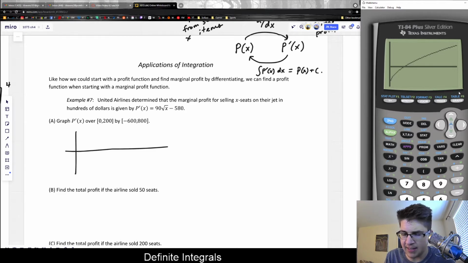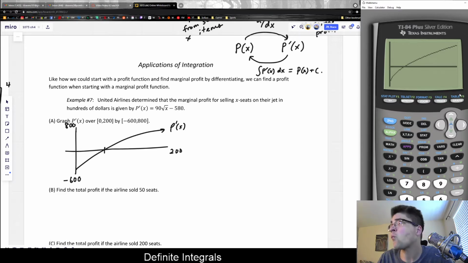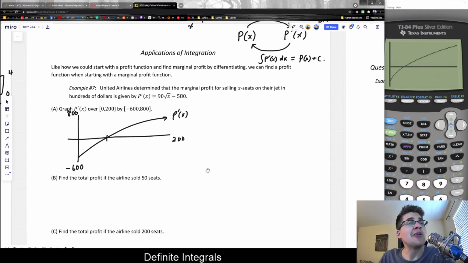Something kind of like this is the shape that we have. Let me do that a little bit better. It's going to keep on increasing over time. And we have a particular point which appears to be the x-intercept of P prime. And this is on the interval 0 to 200, and we're going from negative 600 to 800 at the top. And anyways, let's answer some of the questions now, and we'll use the graph to analyze this further as we progress.